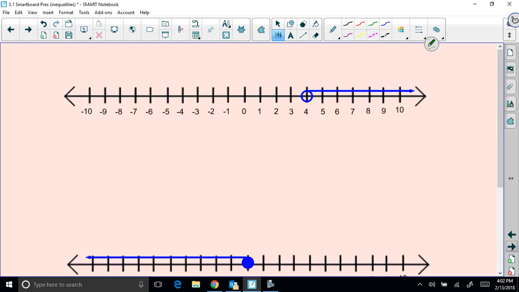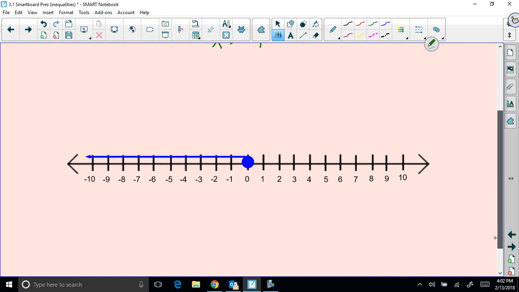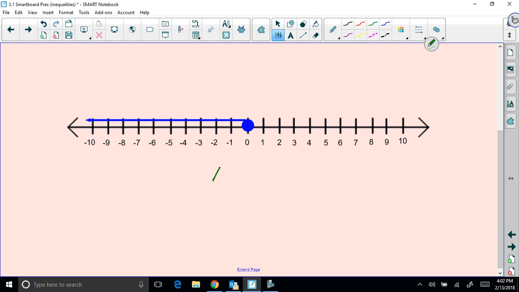Next one, I'm going to put my variable down first, then I'm going to put the number where that circle is sitting. Again, it's open, so it's not also equal to, and it's shading right, so I'm going to point my arrow to the right. And then lastly, I'm going to put down my variable first, I'm going to put down the number next, and it's sitting at 0. This time it's closed, so it's also equal to, and then I'm shading left, so I'm going to have my arrow pointing to the left. Okay?